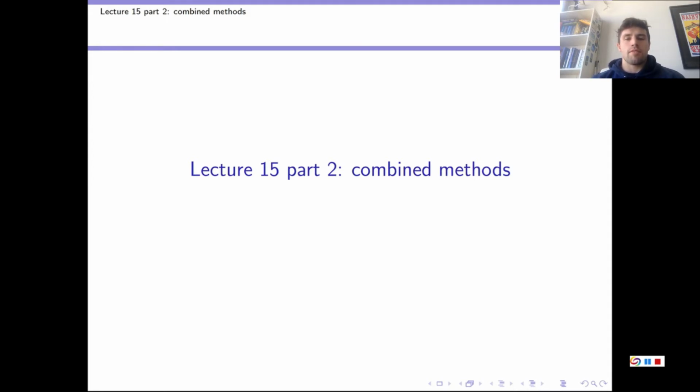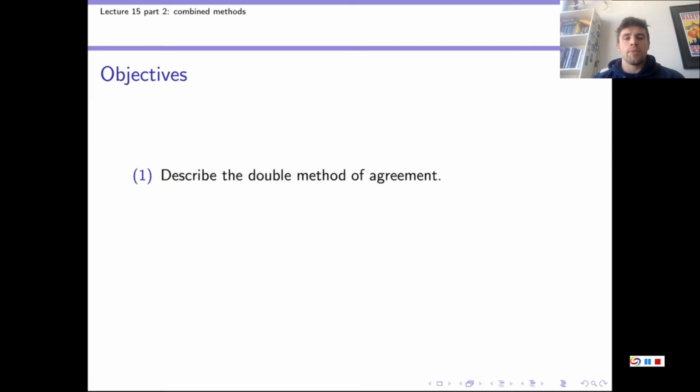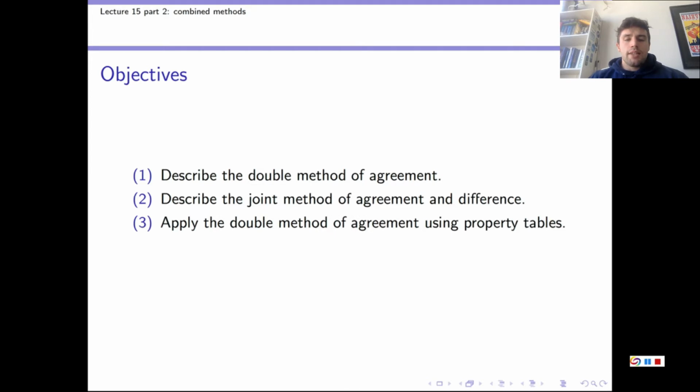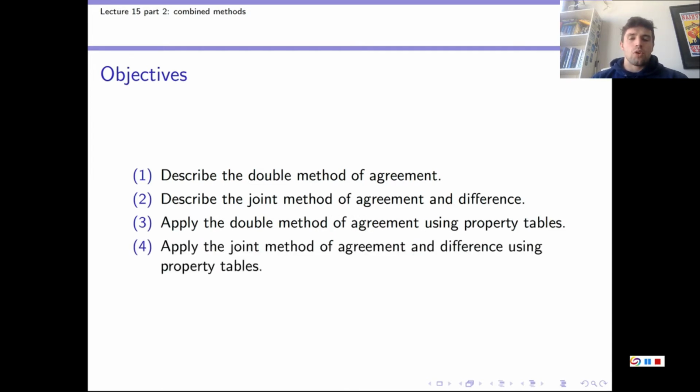After watching, everyone should be able to, number 1, describe the double method of agreement. Number 2, describe the joint method of agreement and difference. Number 3, apply the double method of agreement using property tables. And number 4, apply the joint method of agreement and difference using property tables.